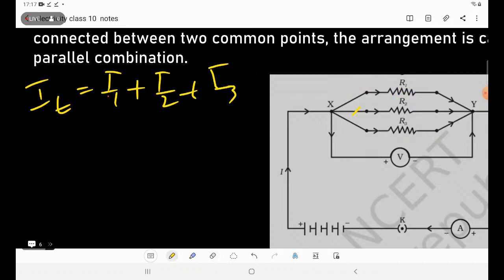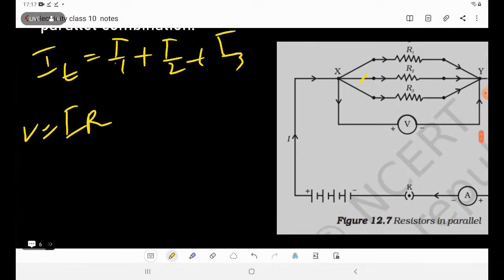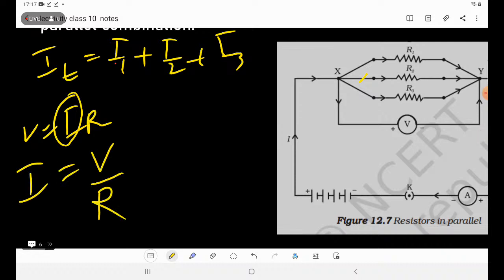Next, V is common. From Ohm's law, V is equal to I into R. So I'll take I as common, so V by R I'll get. Keeping this, I'll apply it to all of these.